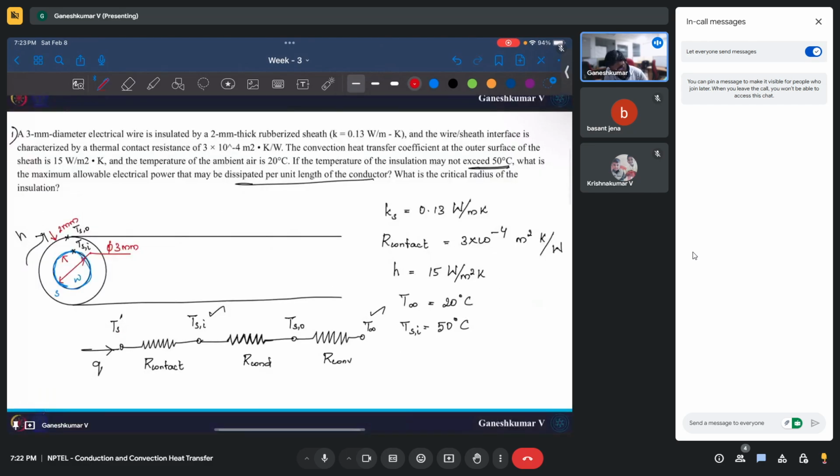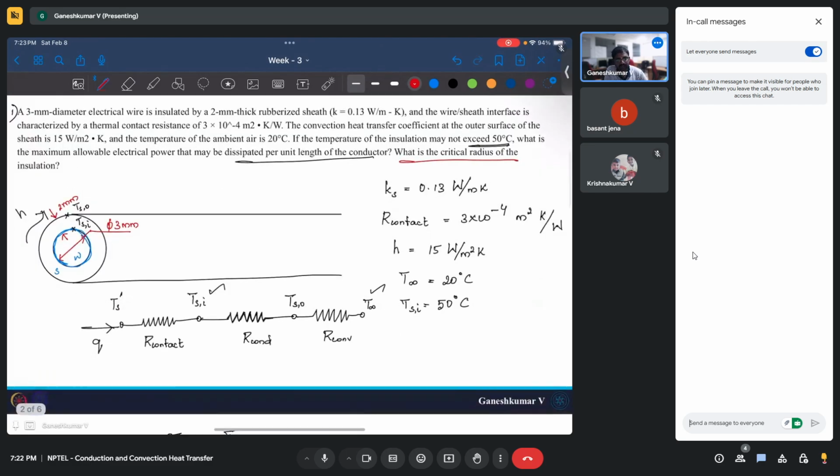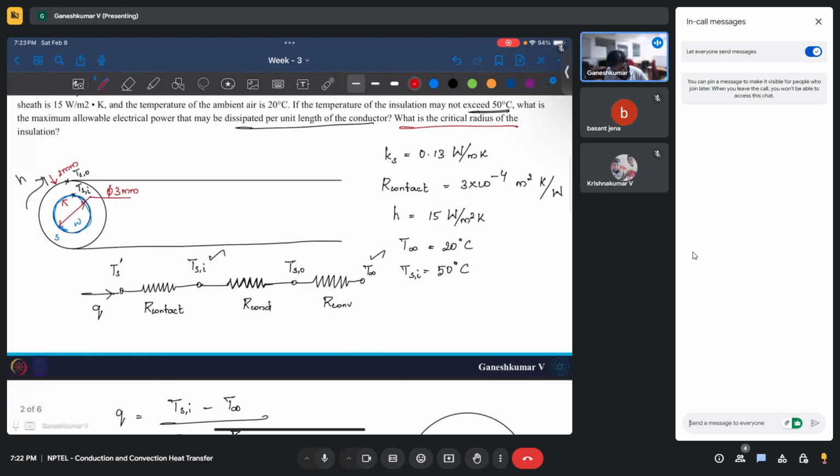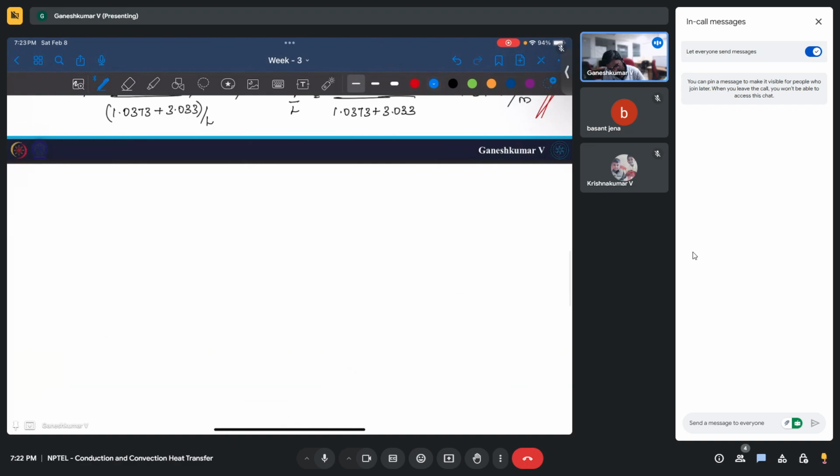All right. So now they are asking what is the critical radius of the insulation. For cylindrical geometry, we already know the critical radius. What would that be? This is simply K by H, right? Here K will be the insulation thermal conductivity, which is Ks, which is 0.13, divided by 50. How much is this coming out to be?